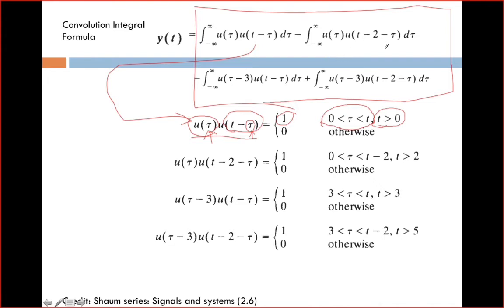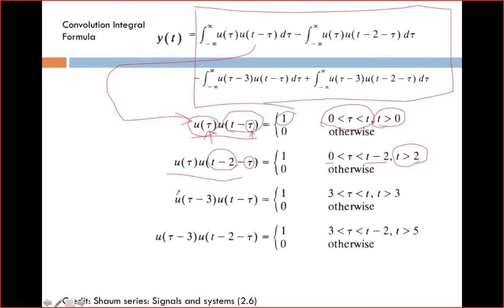for the other integral also. Here the second one is u of tau and u of t minus 2 minus tau. Here also it is the multiplication of two step signals. Here this tau is lying in between 0 to t minus 2, because tau is equal to t minus 2, and this t is greater than 2. Because t minus 2 is equal to 0, hence t is greater than 2.